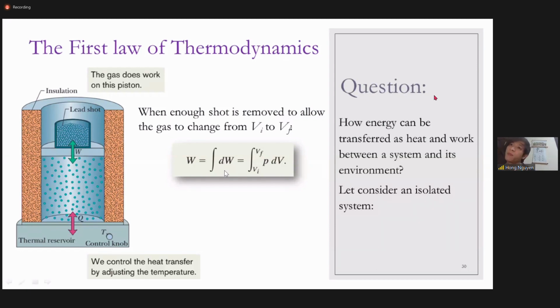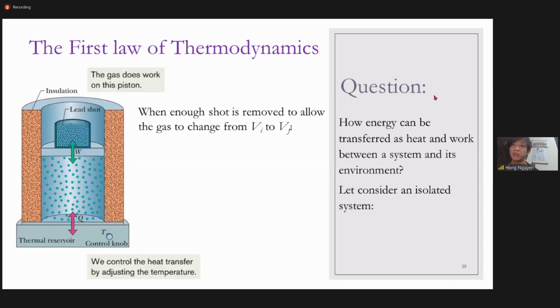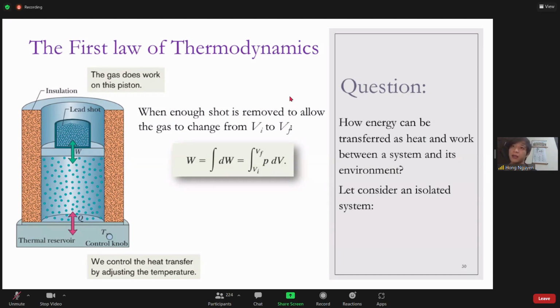Here you just replace the differential work by PdV. What is written in the previous slide here? The differential work can be replaced by PdV. So then finally we have the work done by the gas. The total work done by the gas will be calculated using this formula. And this is always true. This is always true. Okay.